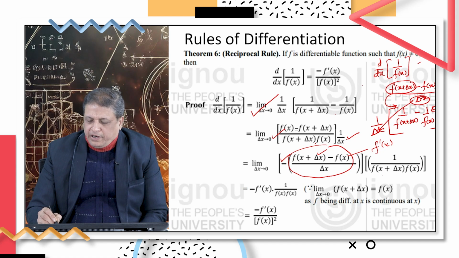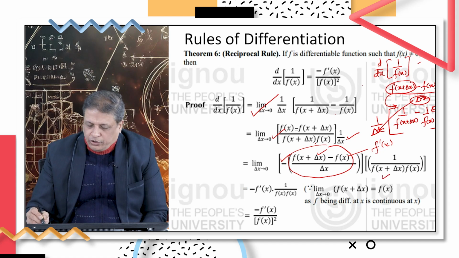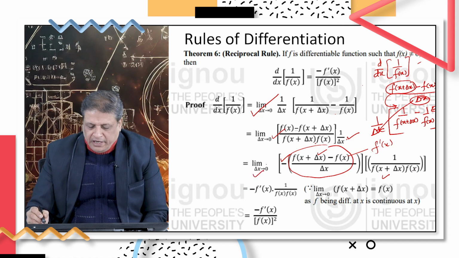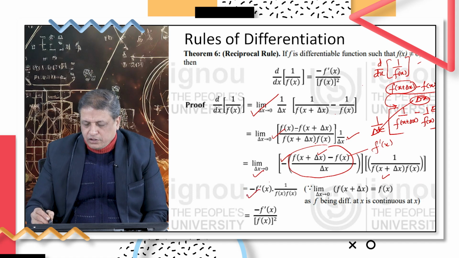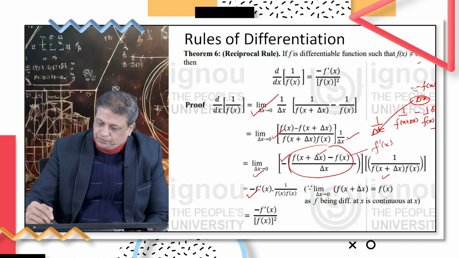And on the right hand side, what is remaining in the denominator is f(x + Δx) into f(x). So, taking the limit Δx tends to 0, you will get the answer, that is minus of f'(x) upon f(x) square. So, let me solve it for you.